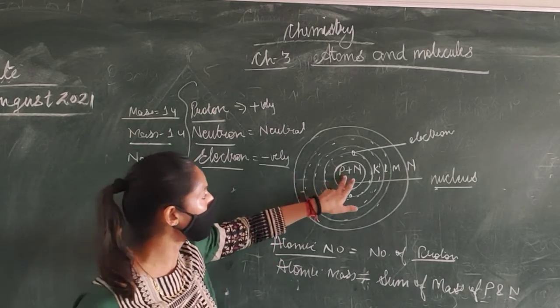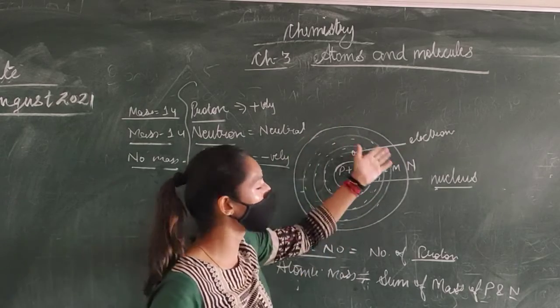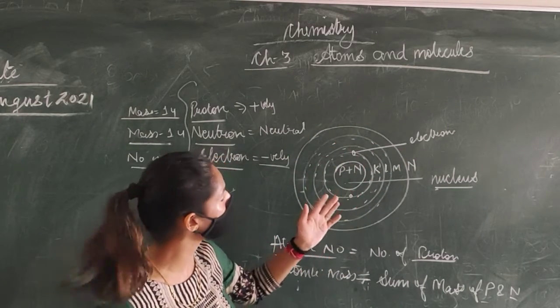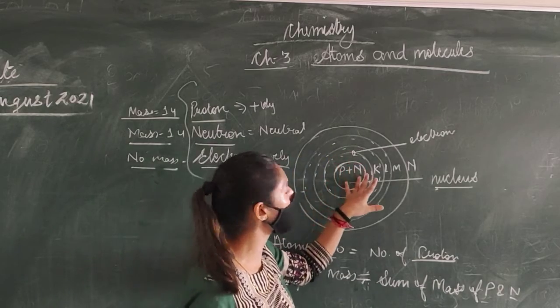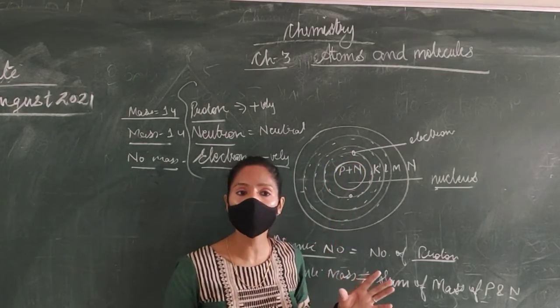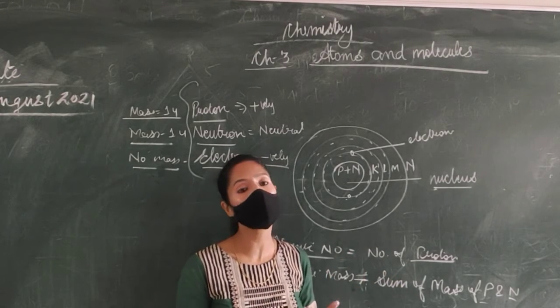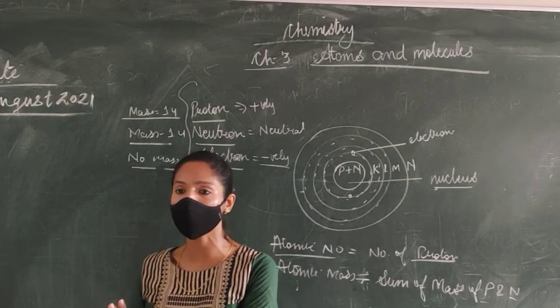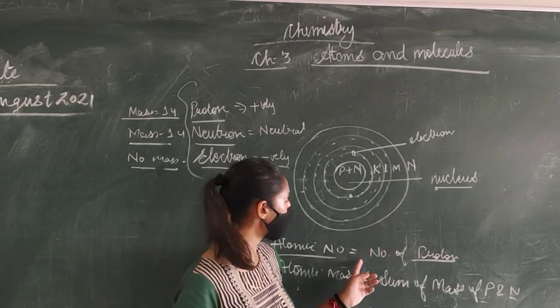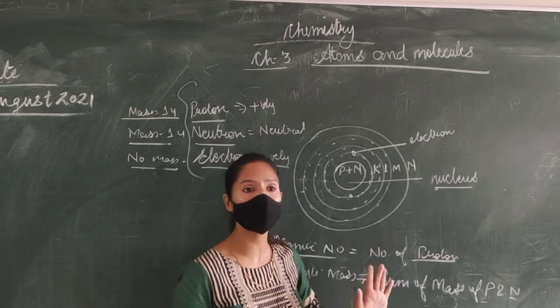Here you can see there are so many shells. Four shells are here, and the nucleus is inside. Protons will not move from anywhere. The number of protons in an atom will always remain the same and will not change. So the number of protons is the atomic number of an atom, which is always universally fixed.